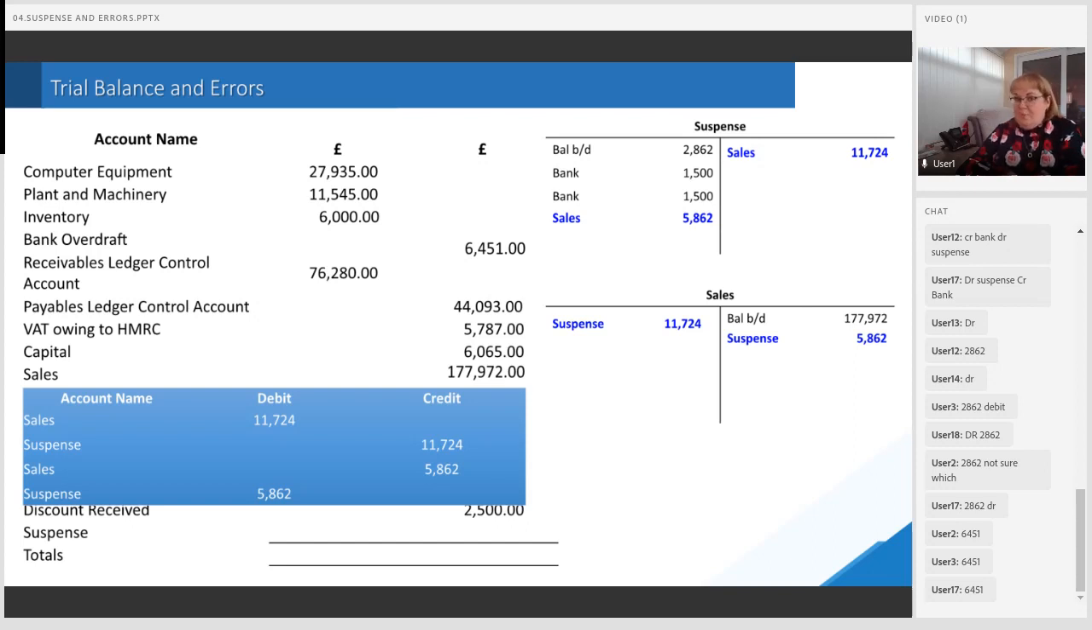So you know what I'm going to ask you. I'm going to ask you to work out what the new balance carried down is on the sales account. It was 177,972. Processed two journals, guys. One that's reduced it, and then one that's re-increased it. So what is the new balance carried down on the sales account?